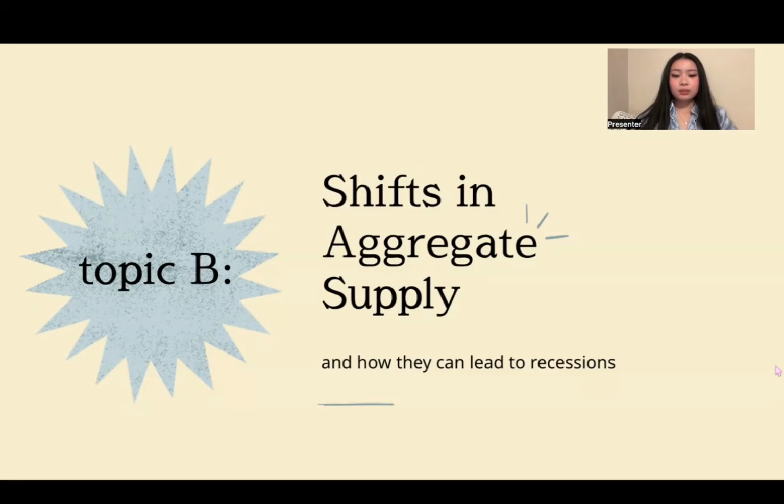Hi everyone, today I'm going to explain how changes in the total amount of goods and services produced in our economy, what we call aggregate supply, can lead to recessions. We'll see how a decrease in production can hurt the economy, and we'll use a well-known example to illustrate this.